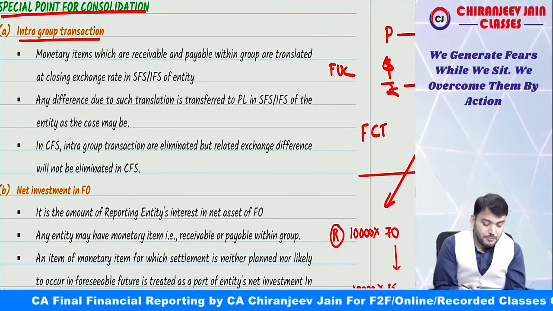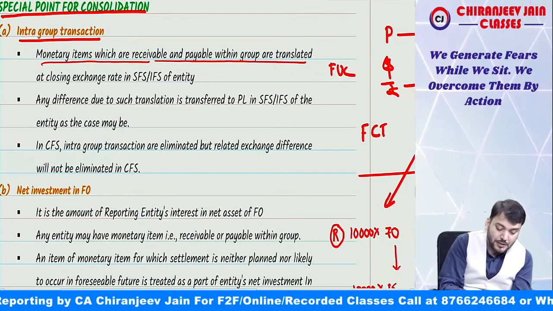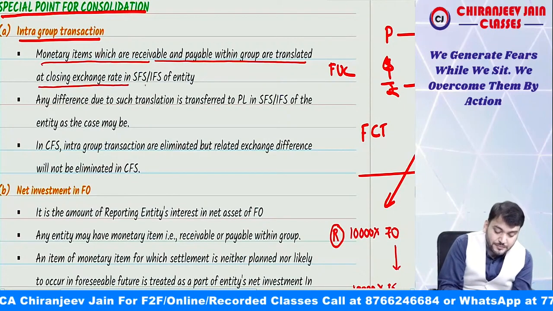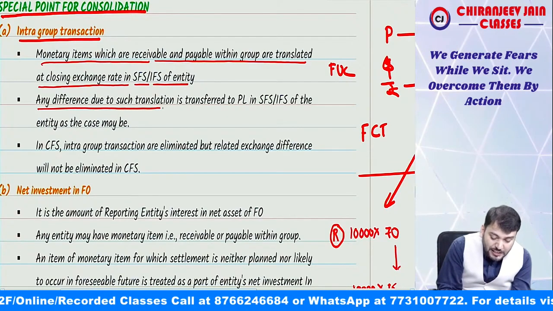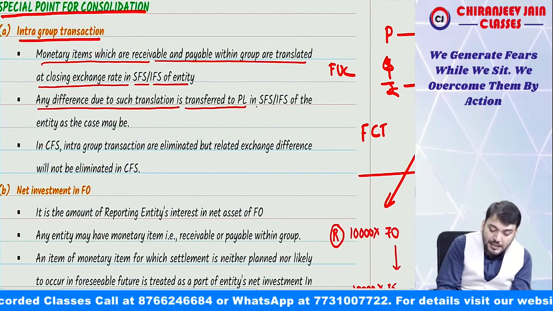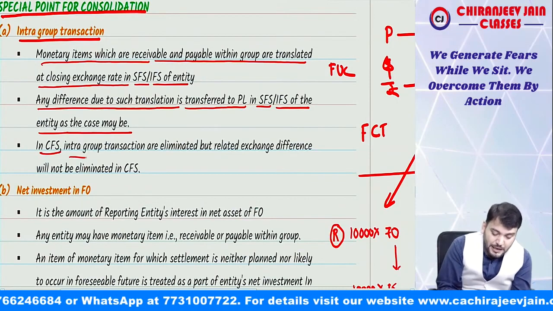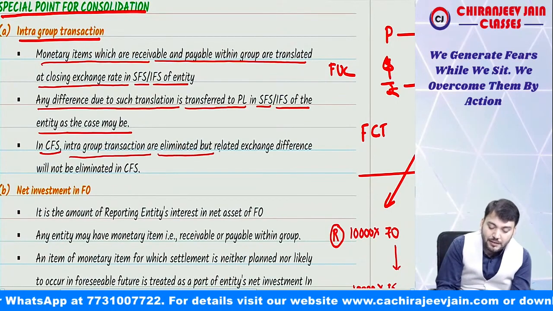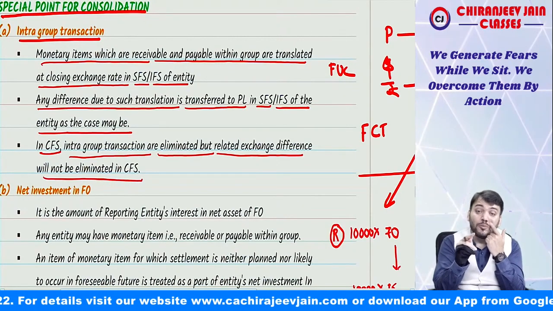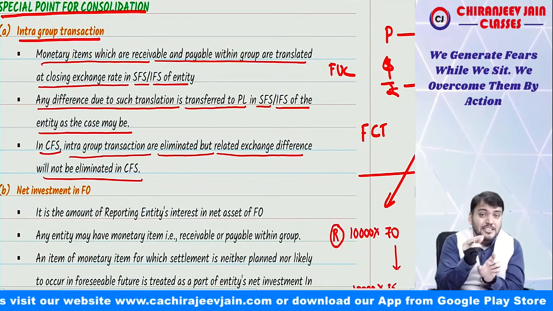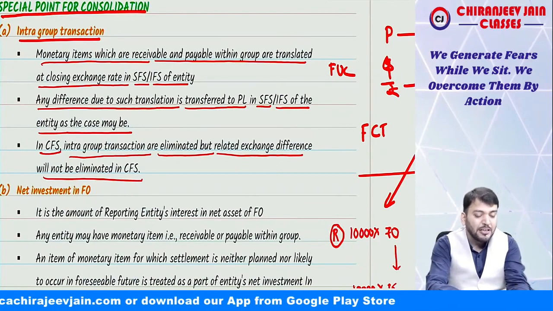Understood? Yes, sir. So what they said: monetary items which are receivable and payable within the group are translated at the closing exchange rate in the SFS or IFS of the entity. Any difference due to such translation is transferred to PL in the SFS or IFS of the entity, as the case may be. In CFS, intra-group transactions are eliminated, but the related exchange difference will not be eliminated. So intra-group transactions will be eliminated, but the related exchange difference will not be eliminated. I hope you have understood this point. Have you understood this point?